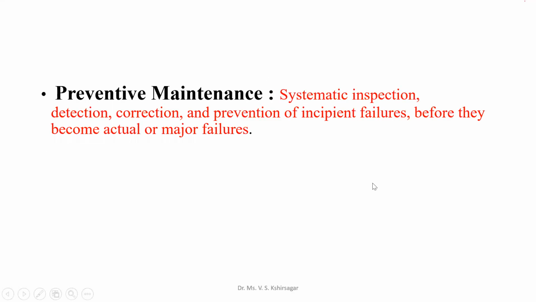Let us see what preventive maintenance is, as I already explained. You can note down: preventive maintenance is the systematic inspection, detection, correction, and prevention of incipient failures before they become actual or major failures. In any factory or any system, this is preventive maintenance. Before the problem occurs, whatever possible activities we can do can be considered preventive maintenance.